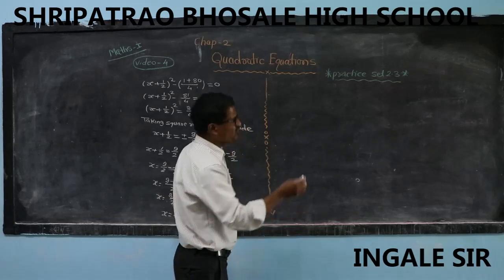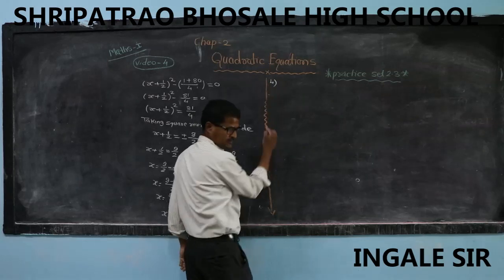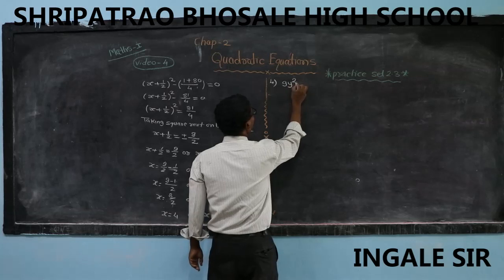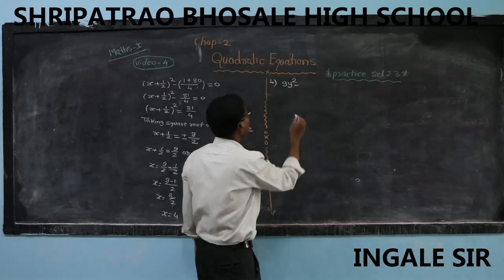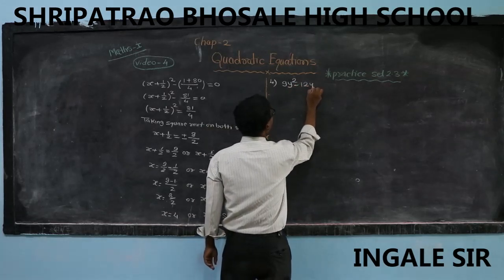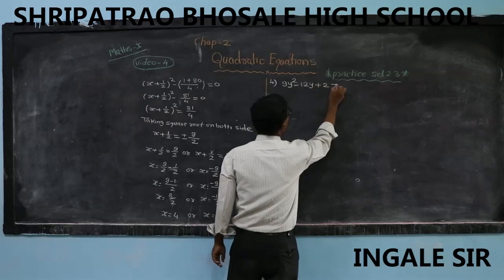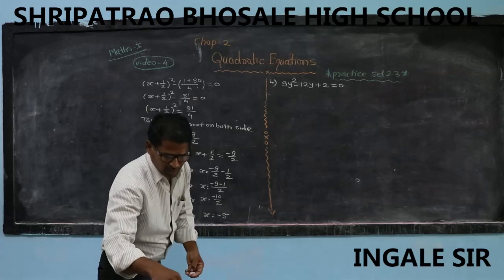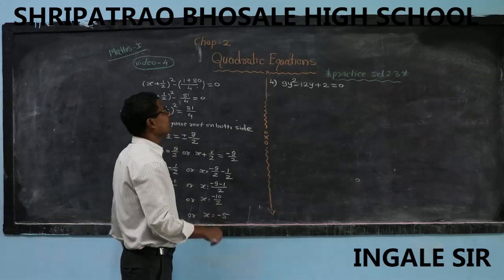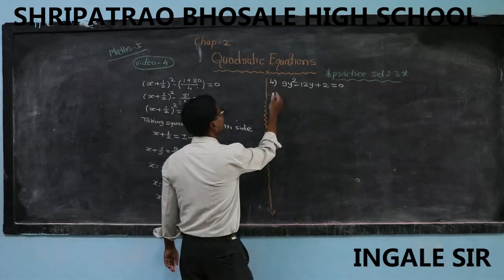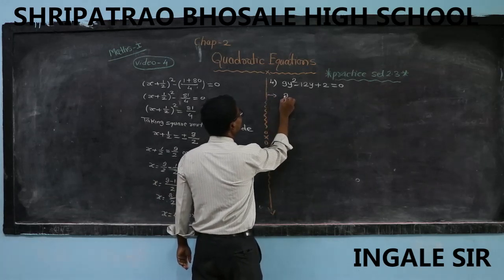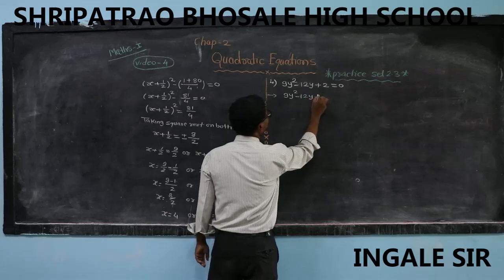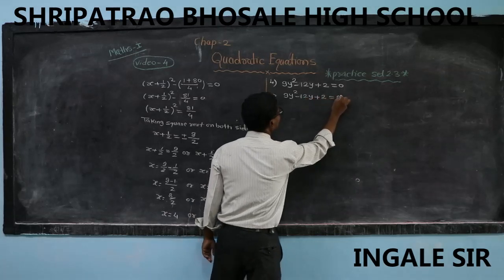Example number 4. 9y square minus 12y plus 2 is equal to 0. Here we have to find the roots of the given quadratic equation by the completing the square method. The given quadratic equation is 9y square minus 12y plus 2 is equal to 0.